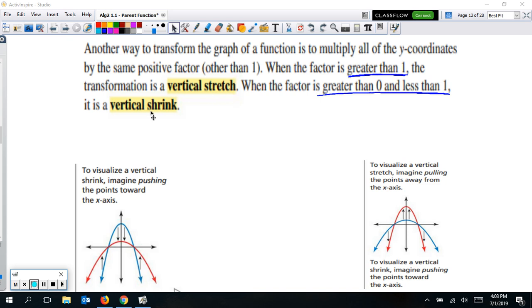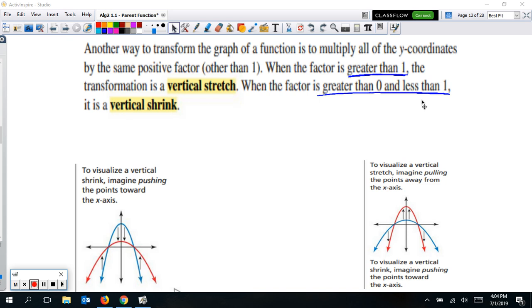So a stretch would be when the factor is greater than 1. So when the factor is greater than 1, the transformation is called a vertical stretch. Let's keep the word vertical in front of there, but it's definitely a stretch. And when the factor is greater than 0 and less than 1, so basically the numbers between 0 and 1, like a 1/2 or a 2/3 or something, then it's a vertical shrink, or it could be like a 0.4 or something like that.